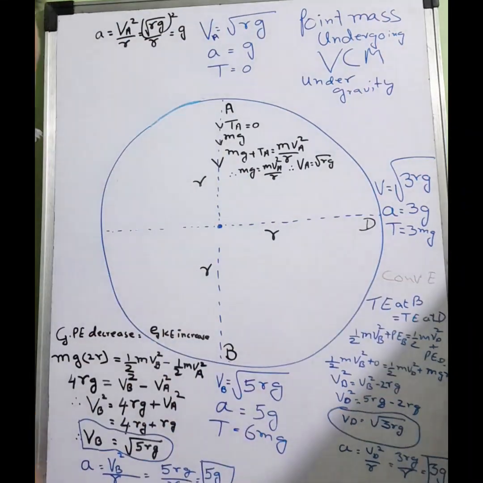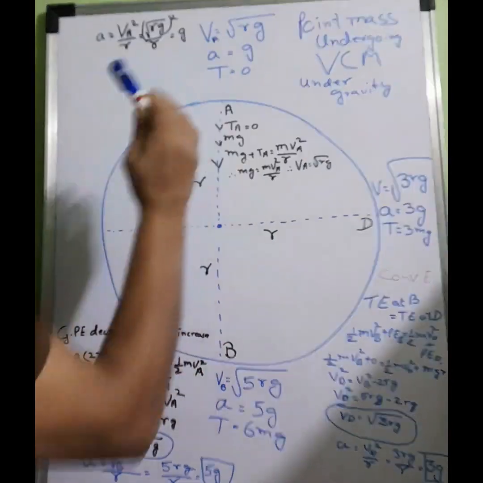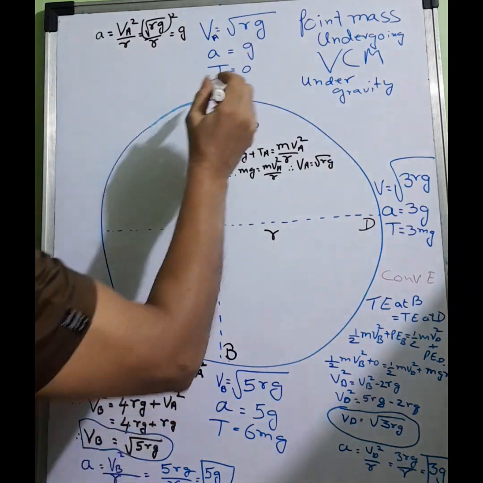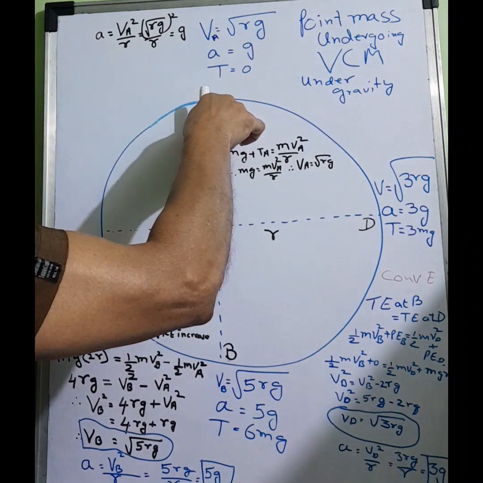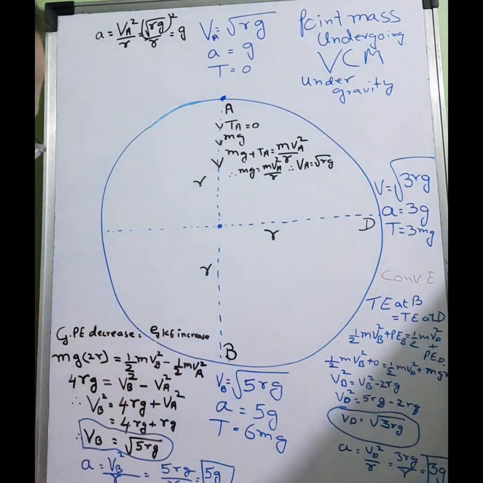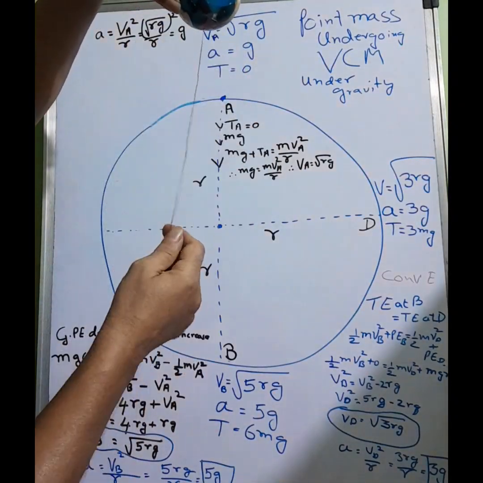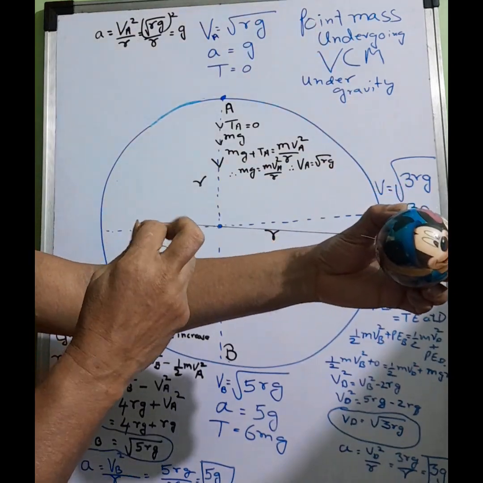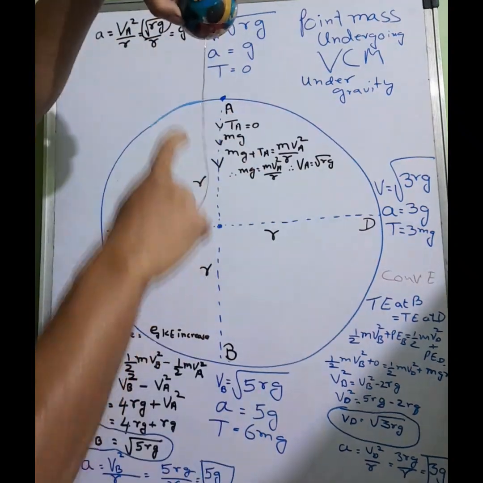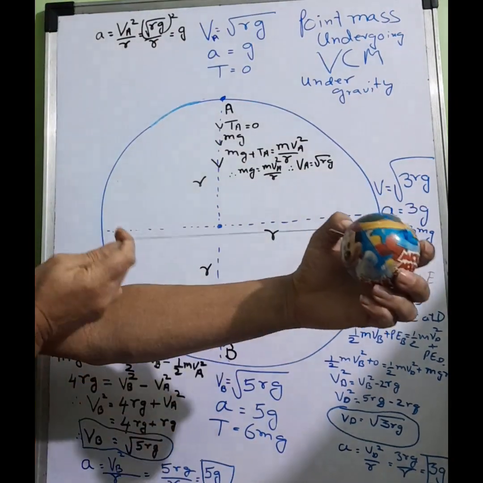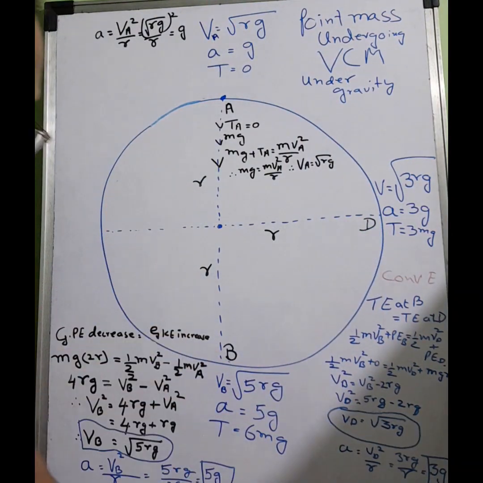So TA is 0, fine. Now at this position, mg is acting downwards. I already have explained, whenever it is here, the tension is downwards. When it is like this, tension is here. When it is like this, tension is upwards. When here, tension is downwards. When here, tension is towards where it is tied to, and when down, tension is towards up. So that situation is explained.